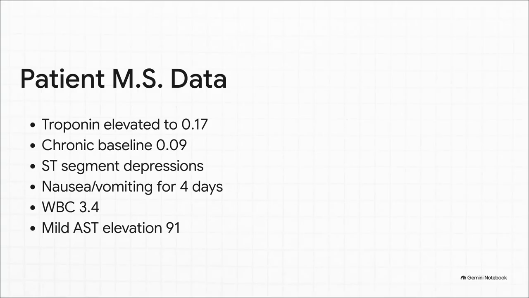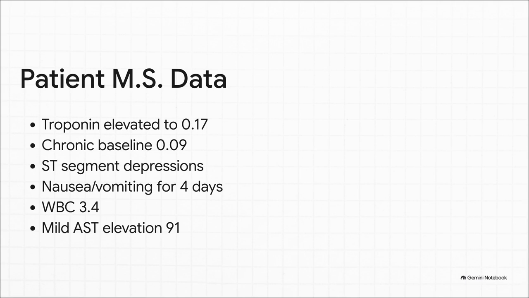Let's walk through a real-world case. We're extracting objective data for a 73-year-old patient, MS. What do we actually have? We've got a mild troponin elevation of 0.17 against the chronic baseline of 0.09. We see ST segment depressions? Sure. But the chart notes they're unchanged from previous EKGs. Notice what is blatantly missing here. No new T-wave inversions, no new left bundle branch block, no coronary angiography findings, and no cardiac imaging showing a new loss of viable myocardium.